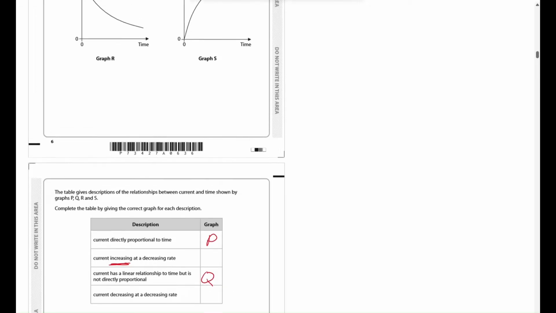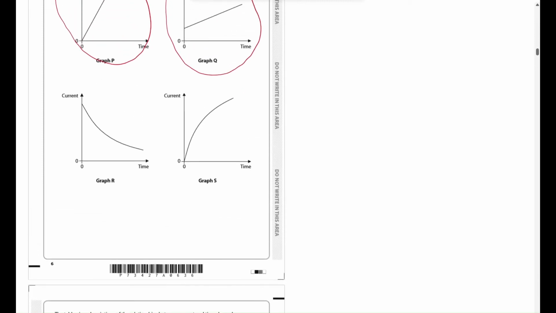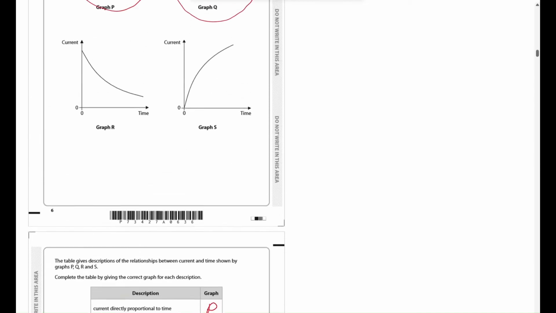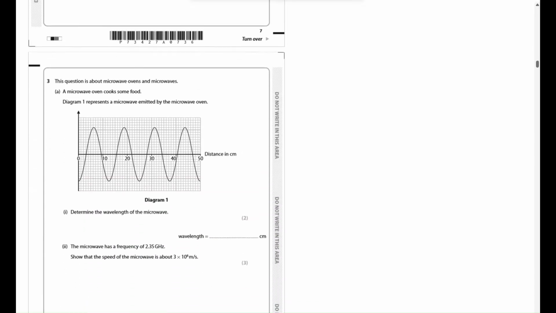Current increasing, but at a decreasing rate. That's going to be S. It's going up, but it's getting flatter. And current decreasing at a decreasing rate. That one's R. It's going down, and it's also getting flatter as well. So, yeah, hopefully fairly straightforward.